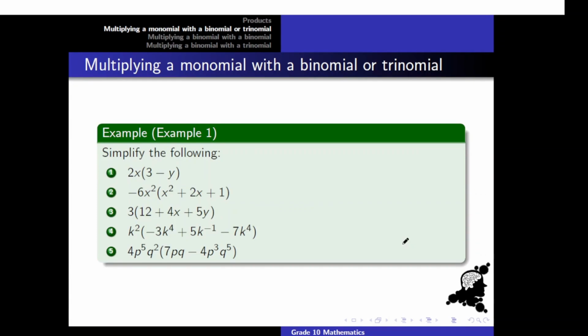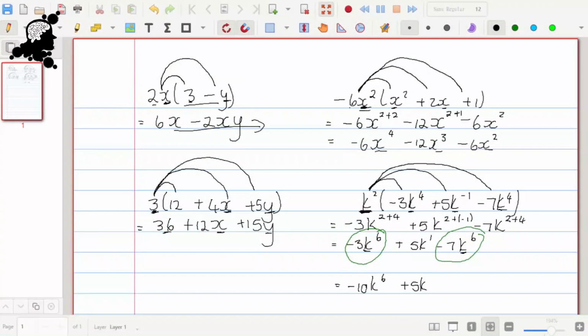All right, we've got one more question. Let's have a look at this question on the writing pad. Let me scroll down and let's copy down the question. So we have got, let's see, p to the power 5, q to the power 2 into 7pq minus 4, p to the power 3, q to the power 5.